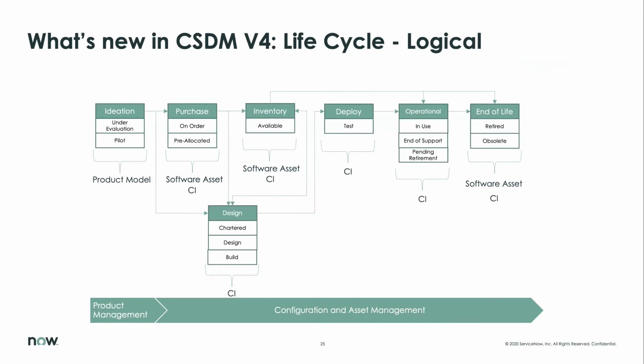Now you start to see that differentiation. If this is logical, then I'm not even having asset in place here because we're talking about configuration items, logical. So that's likely the services or the applications. So I still have ideation on a product model. If I'm going to buy it or if I'm going to develop it, then I'm going to move down into design. Chartered means I've got funding for it. Design is I'm actually trying to draw out what I think it will be. Build is that's DevOps. They're doing their work. They'll go to deploy it and test it. And then it becomes operational and eventually end of life with retired or obsolete.